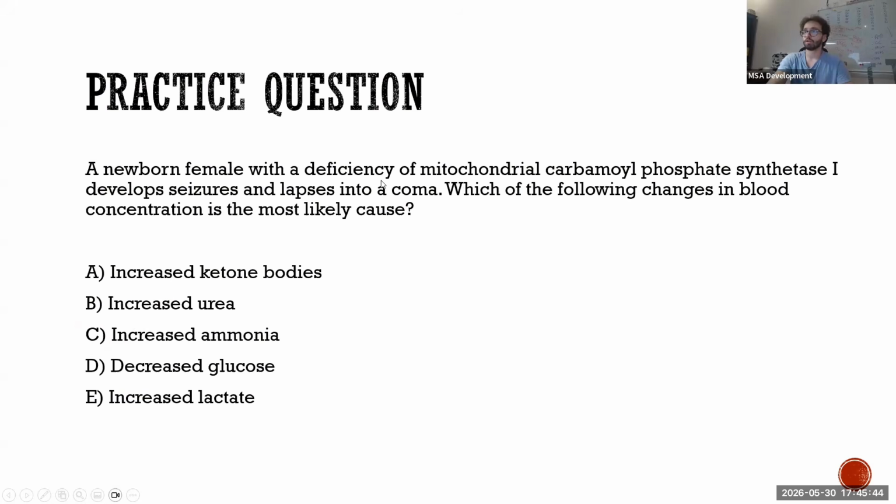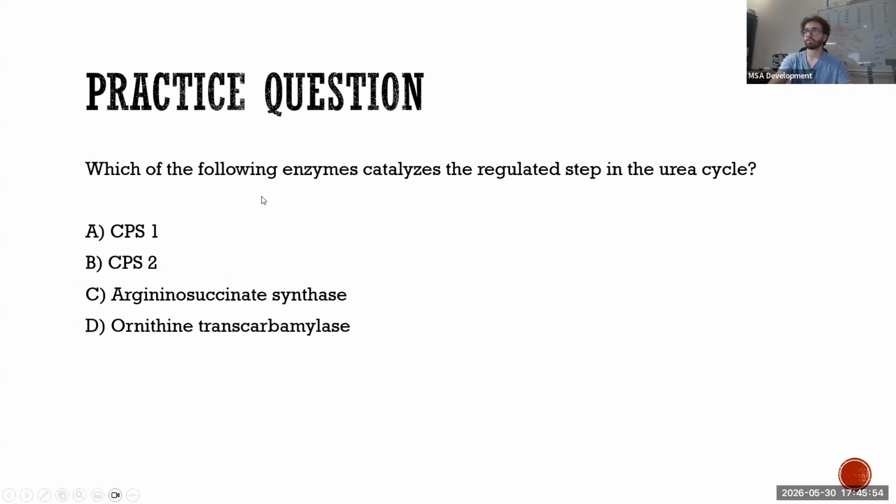Okay, so a newborn with deficiency of mitochondrial carbamoyl phosphate synthetase 1, which of the following changes is most likely the cause? Obviously, increased ammonia. Which of the following enzymes catalyzes the regulated step in the urea cycle? Come on, you guys have to know this. Carbamoyl phosphate synthetase 1. And note that carbamoyl phosphate synthetase 2 is an actual enzyme. We will talk about it inshallah very soon.